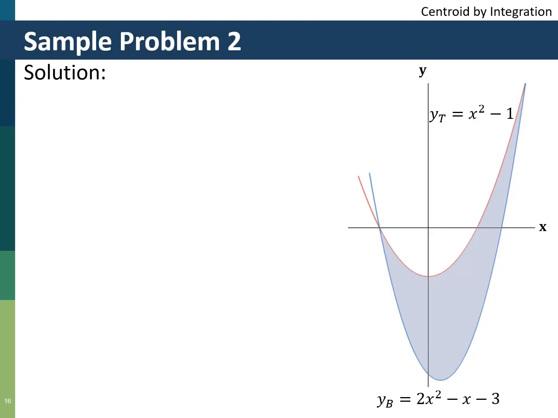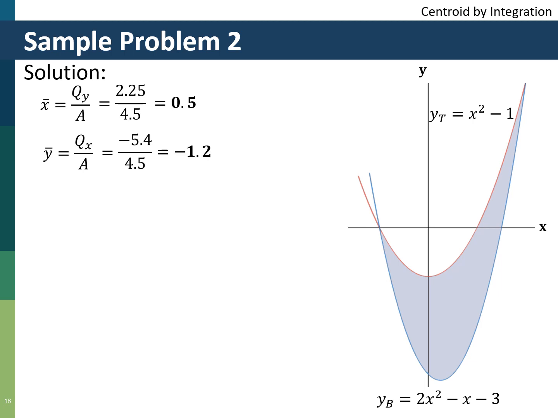The x-coordinate of the centroid is equal to q sub y over a. Substituting the values, we will be able to solve for the x-coordinate to be equal to 0.5. The y-coordinate of the centroid is equal to q sub x over a, and substituting the values, the y-coordinate of the centroid is equal to -1.2. And this is approximately the location of the centroid.